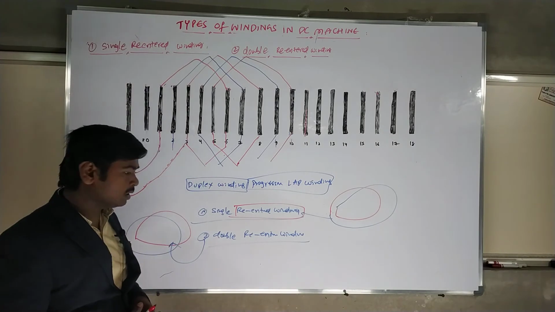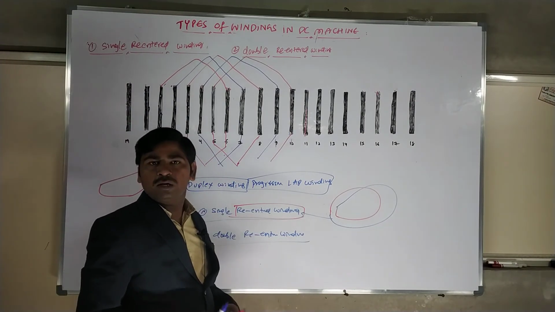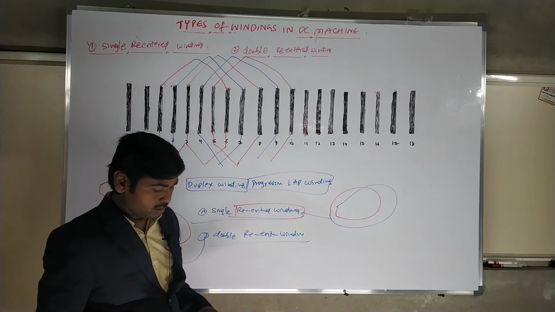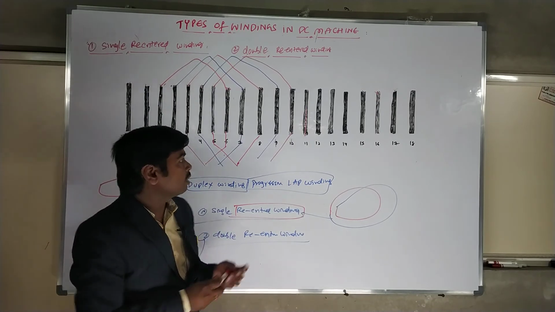So here also we can use progressive singly re-entered and retrogressive lap and wave windings, which you can see here in this strip. I think this is very clear. Re-entered windings, singly re-entered, doubly re-entered. I hope you got my points.